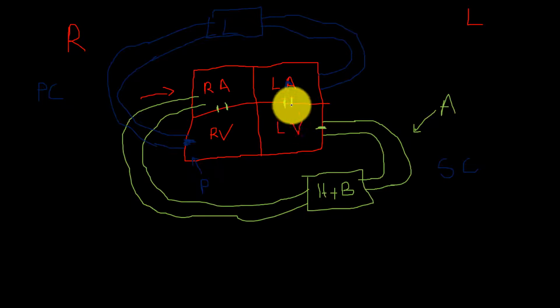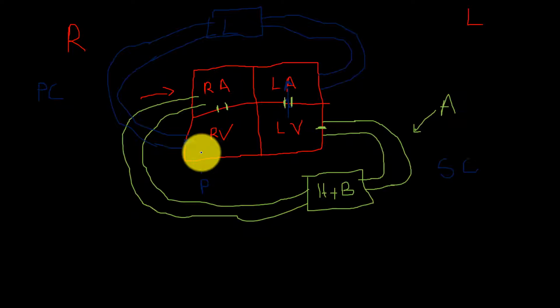If the mitral valve is narrowed, you refer to that as mitral stenosis. If the tricuspid valve is narrowed, tricuspid stenosis. If the aortic valve is narrowed, aortic stenosis. If the pulmonary valve is narrowed, you refer to that as pulmonic stenosis or pulmonary stenosis.